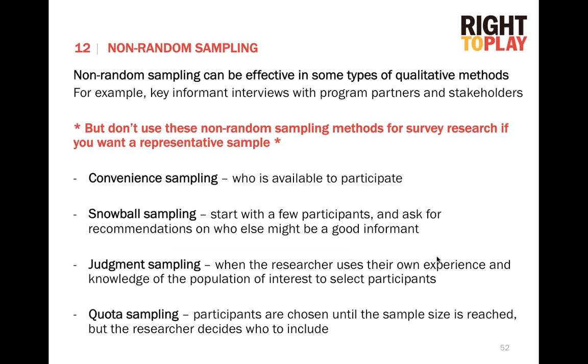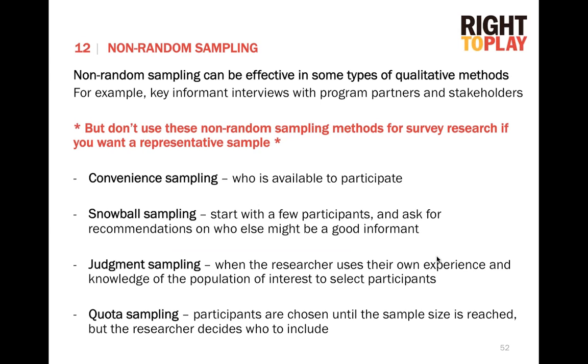So as I mentioned, non-random sampling can be really effective in some types of qualitative methods, but you really don't want to use non-random sampling for survey research if you want a representative sample. If you do a survey and you can't randomly select, and you have to make selections based on a non-random design, make sure that in all of your reports or anything that you write about the results, you always state this very explicitly, so that people don't draw conclusions that they shouldn't, because it's not a representative sample.